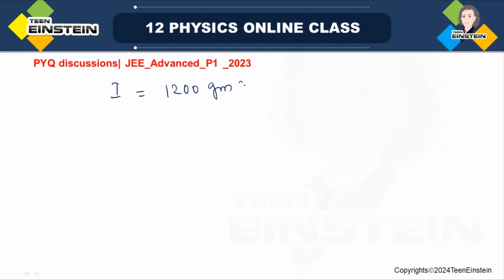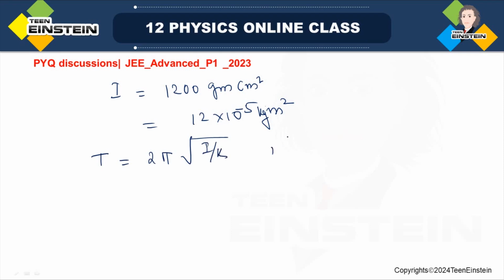So I have got I as this gram centimeter square, okay. Then in SI unit you will get this as 12 into 10 to the power minus 5 kg meter square, okay. So time period will be 2 pi root over I by k, but we have to find out omega. So omega will be actually 2 pi by T, that means 2 pi and here 2 pi root over k by I, I have to write root over k by I.